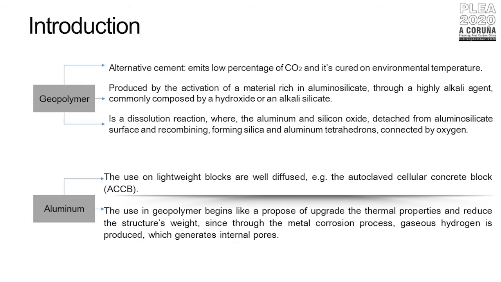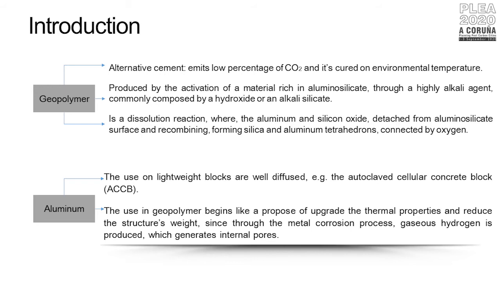The use of aluminum in the confection of lightweight blocks is well diffused. The autoclaved cellular concrete block is an example of this usage. The use of this material in geopolymer begins with the purpose of upgrading the thermal properties and reducing the structure's weight, since through the metal corrosion process, gaseous hydrogen is produced, which generates internal pores.